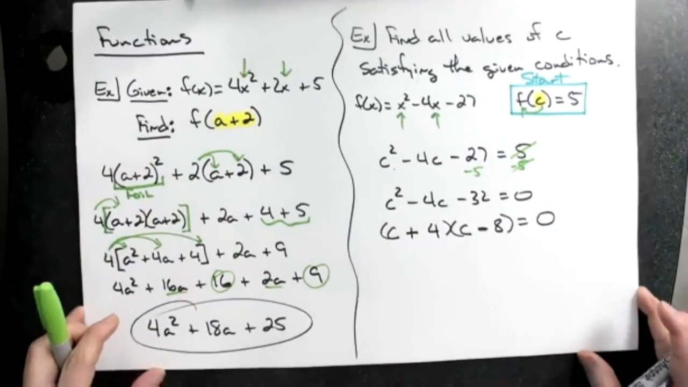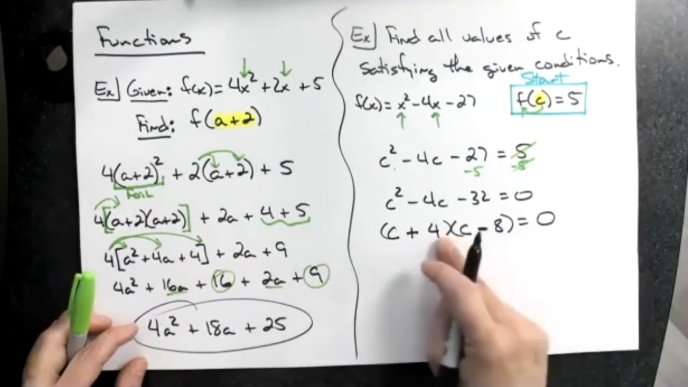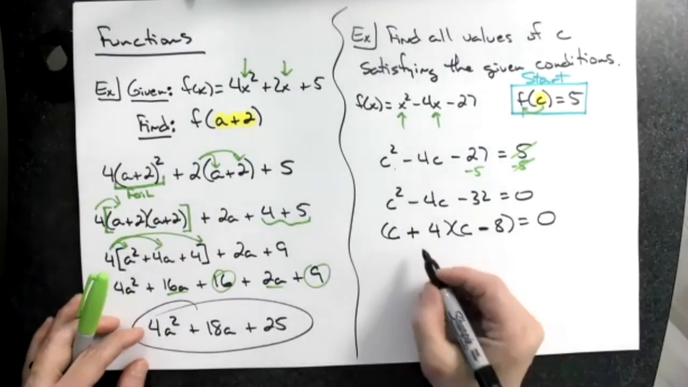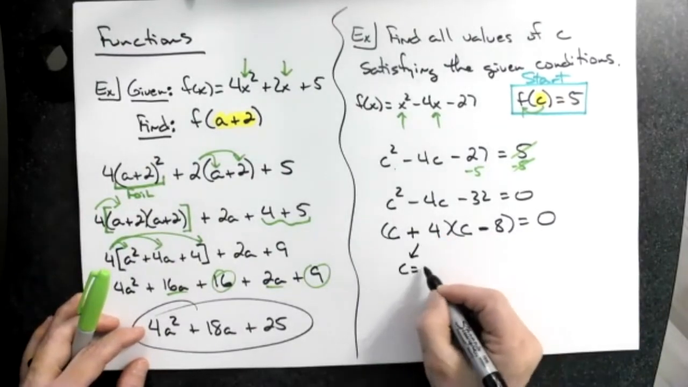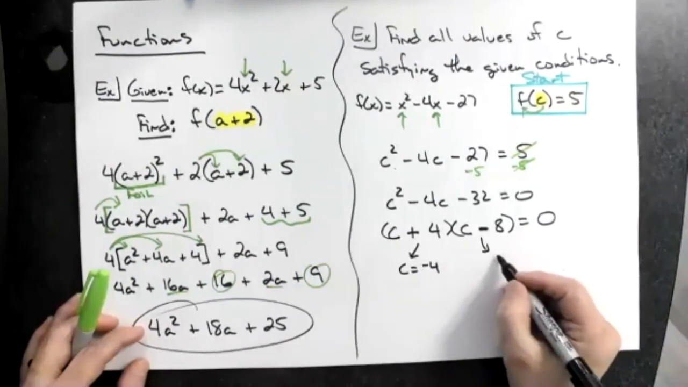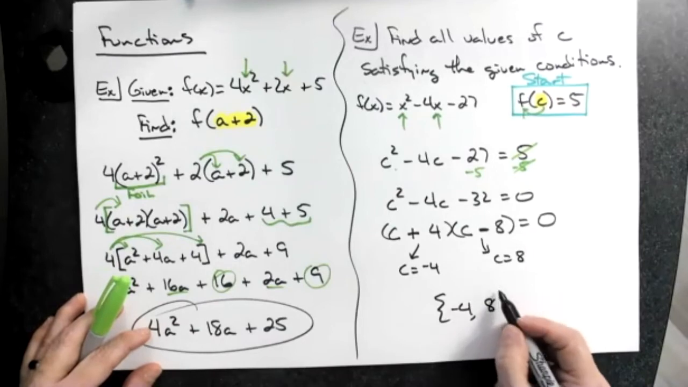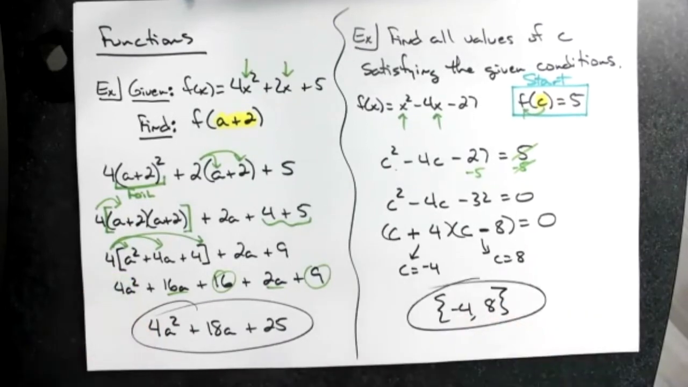So setting each of those equal to 0, this is the zero product principle where I set each of them equal to 0. This one gives me c equal to -4. This one gives me c equal to 8. So my solution set is -4, 8. Those would be all of the values of c that satisfy those given conditions.